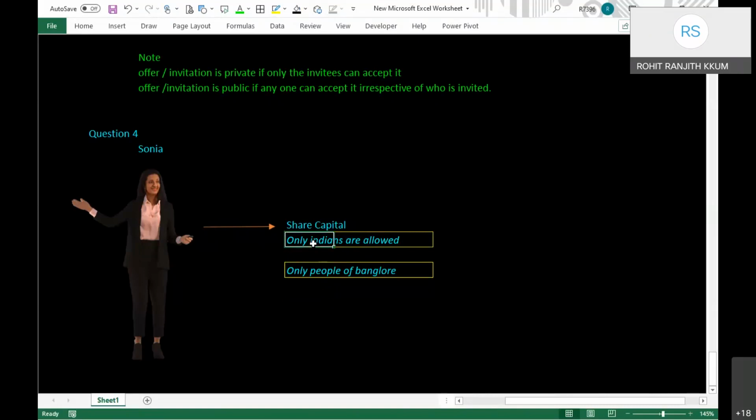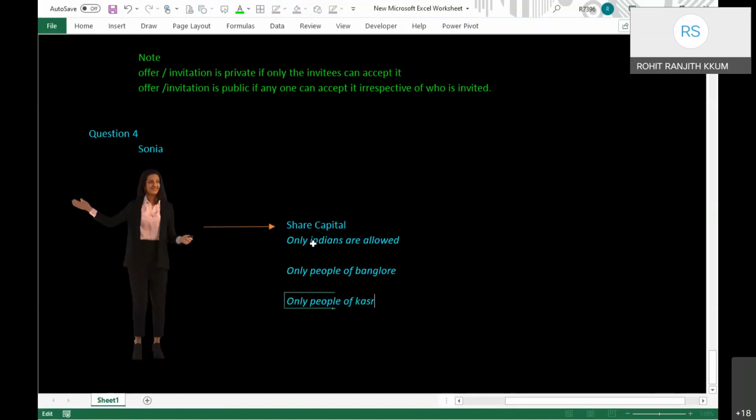Only Indians is public, but why? I'm not allowing anyone else other than Indians as my invitees. How can it be public? Explain me that. Chalo, batao. How can it be the public invitation? So if there are less number of people, look how biased you people are. If I said only people of Bangalore can invite, according to you, it's a private. If I tell only the people of Karnataka, then चलो बताओ, only people of Karnataka, then private or public?